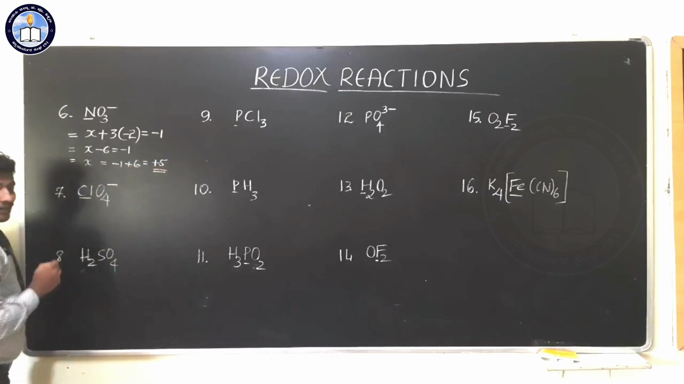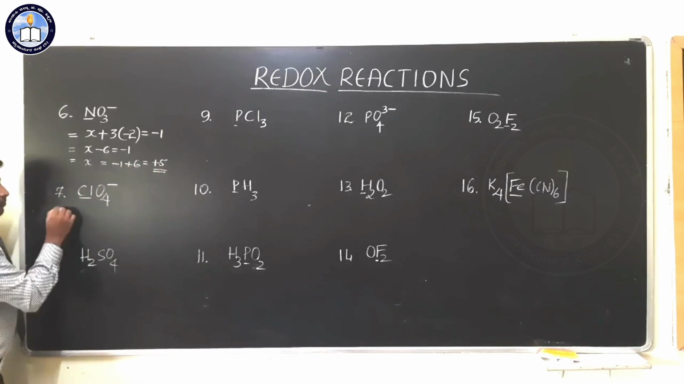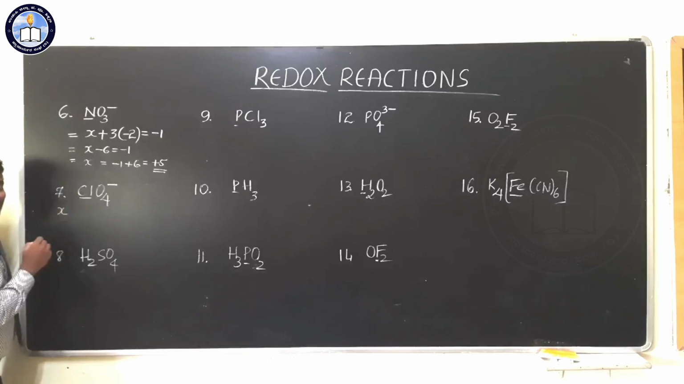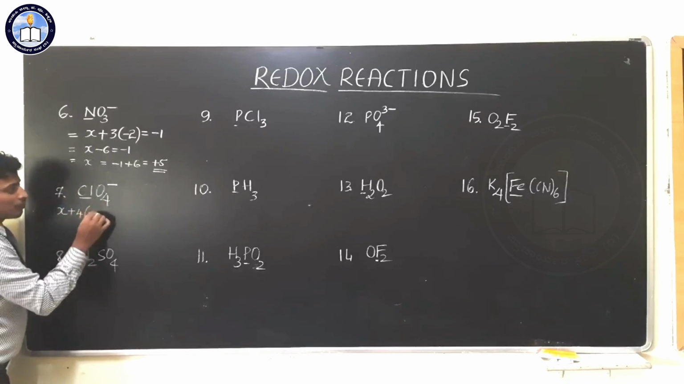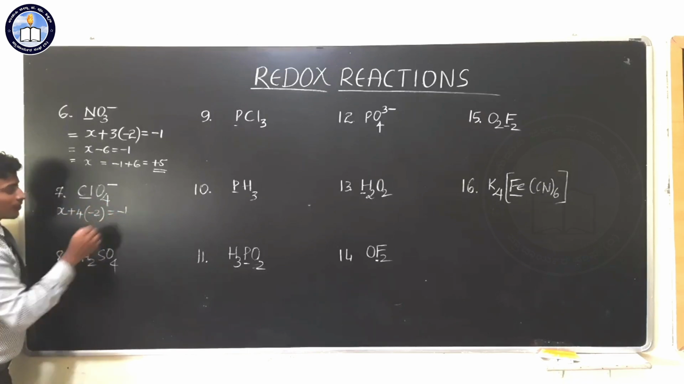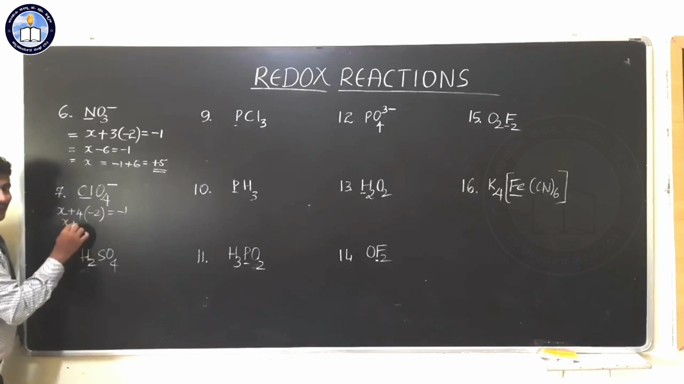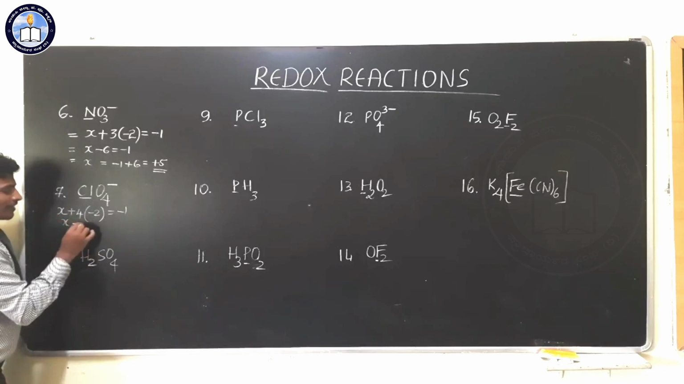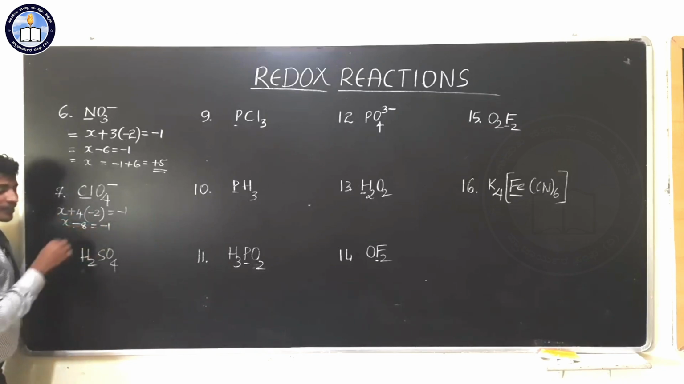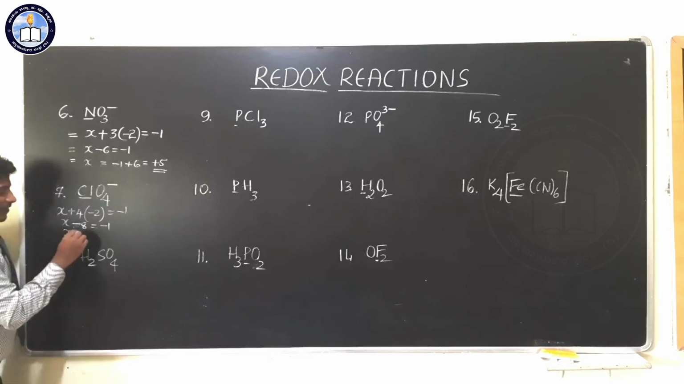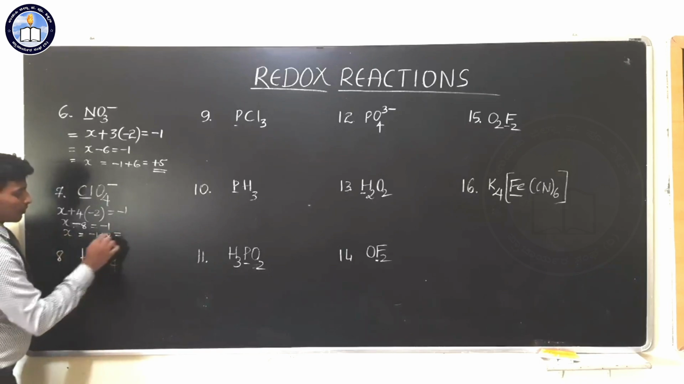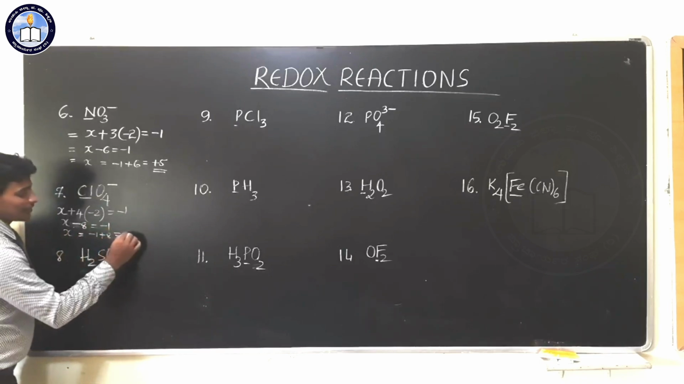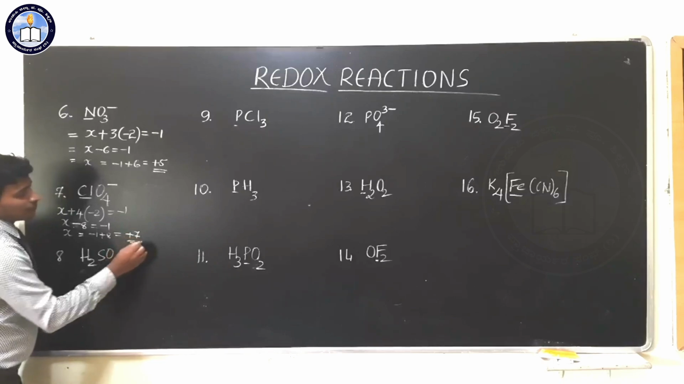For Cl, the same thing: x plus 4 into oxygen value -2 equals -1. So x minus 8 equals minus 1, x equals minus 1 plus 8, and that is equal to plus 7 here.